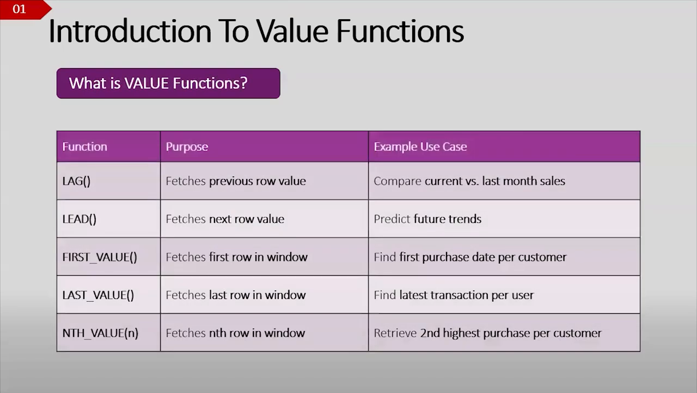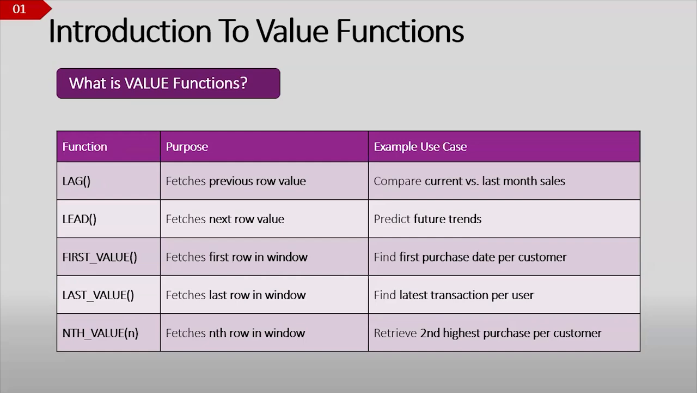What are value functions? Value functions are 5 easy and simple functions, as you can see here. The lag gets the previous row, and its use case is to compare the current and last month's value. You can get, for example, the growth rate, and so on. The lead gets the next row in your data, so you can predict future trends. The first value fetches the first row in the window. The last value fetches the last row in the window. And the nth value can fetch some specific value, for example, the second, the third, the fourth, and so on.